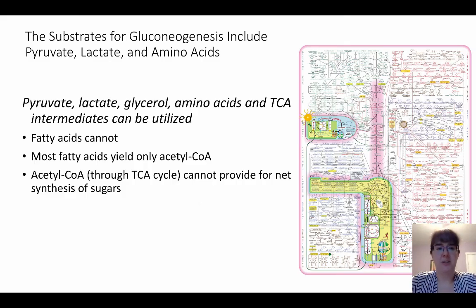The substrates for gluconeogenesis are going to be things like pyruvate, lactate, and amino acids. The big thing here is that fatty acids cannot be utilized. So most of those fatty acids will only yield acetyl-CoA, and acetyl-CoA can't actually provide for net synthesis of sugar. They need something else to go along with it. So when we're looking at this pathway, again, there are a lot of different parts of biochemical pathways that can feed into gluconeogenesis, but fatty acids cannot do that. So we're going to be looking mainly for things like pyruvate, lactate, and amino acids.